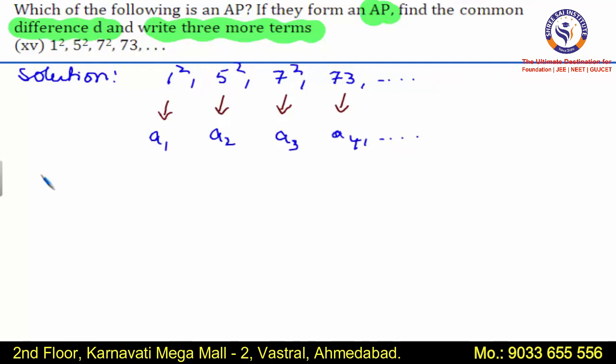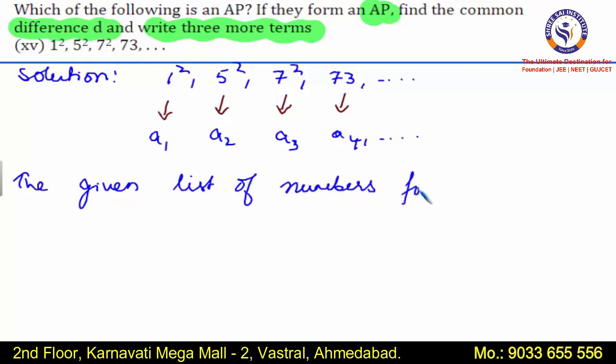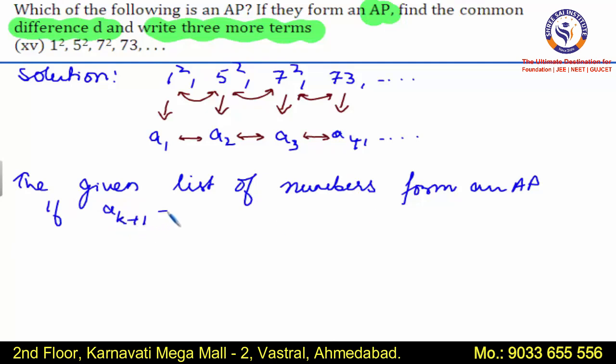Now, the given list of numbers form an AP if the difference between any two consecutive terms always remains the same. That is, the difference between A2 minus A1, A3 minus A2, A4 minus A3, and so on always remains the same. In other words, we can also write the given list of numbers form an AP if A(k+1) minus A(k) always remains the same.